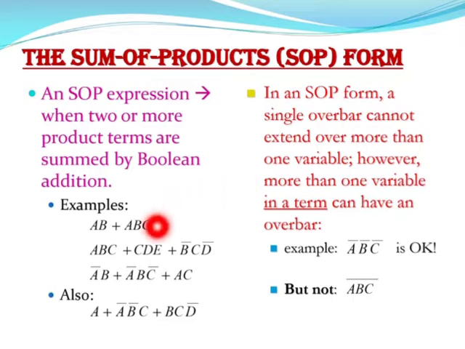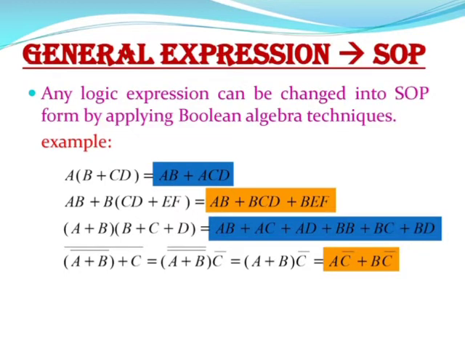Here consider the first example. The product terms are AB and ABC and they are summed. That is, this is the sum of product form. One more important point to remember is, in an SOP form, a single overbar cannot extend over more than one variable. However, more than one variable in a term can have an overbar. For example, ĀB̄C̄ is okay, but not ABC the whole bar.